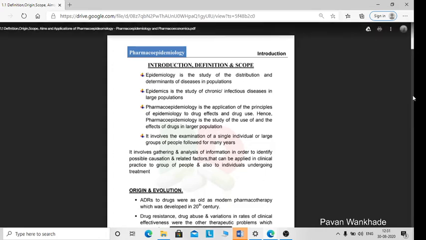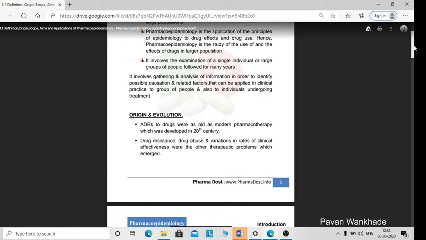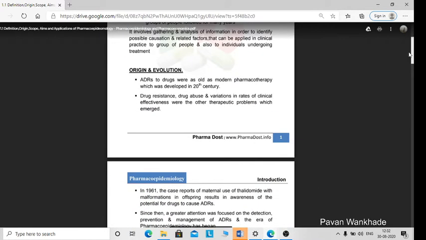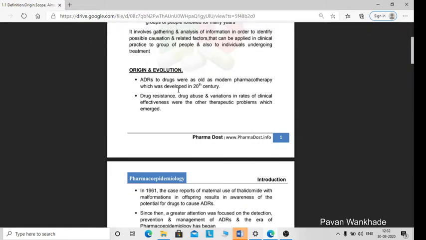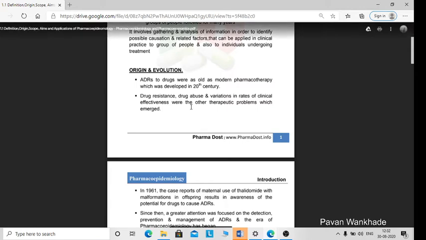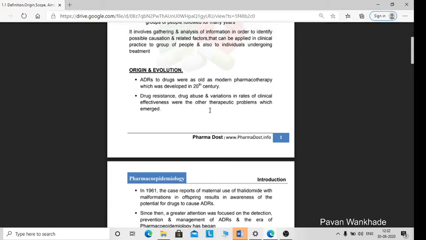Now we'll see the origin and evolution of pharmacoepidemiology. Adverse drug reactions are as old as modern pharmacotherapy, which was developed in the 20th century. Drug resistance, drug abuse, and variation in rate of clinical effectiveness were the other therapeutic problems which emerged.